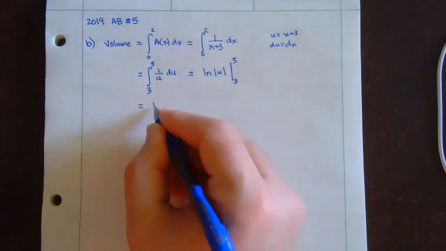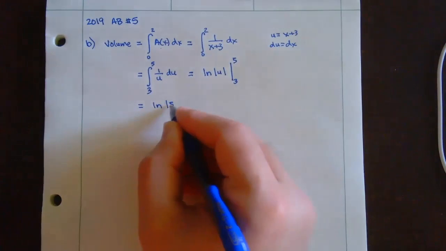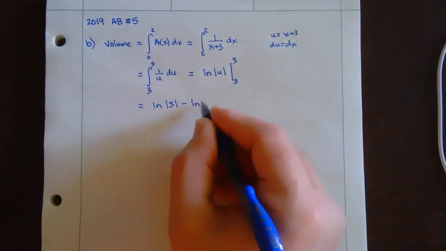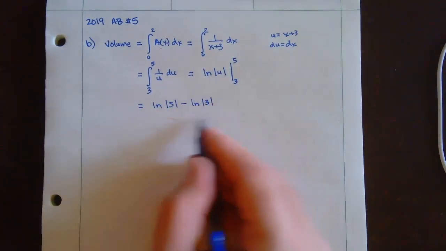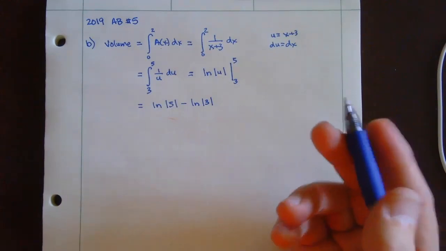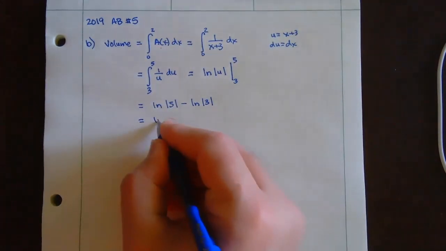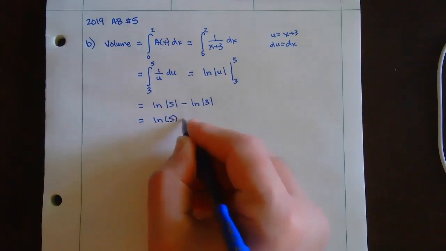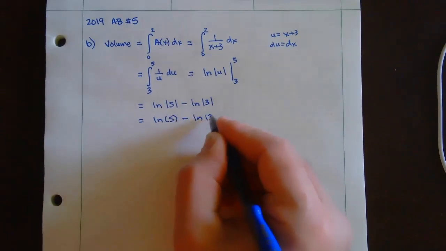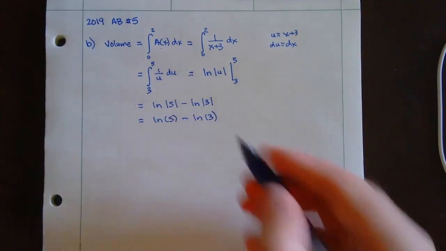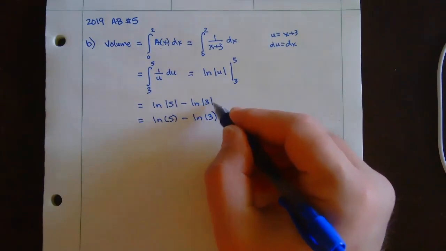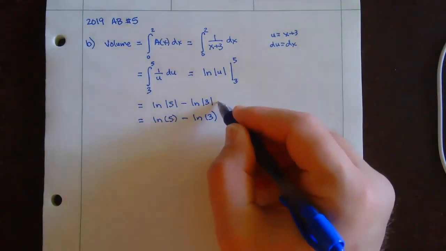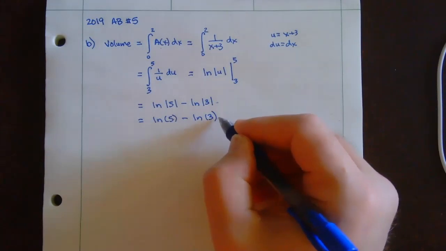So that would be the natural log of the absolute value of 5 minus the natural log of the absolute value of 3. But really, we don't need absolute value because 5 and 3 are both positive. So this is equivalent to the natural log of 5 minus the natural log of 3. Great answer. Even this one's a great answer, because right here, you could stop and you get all the points.